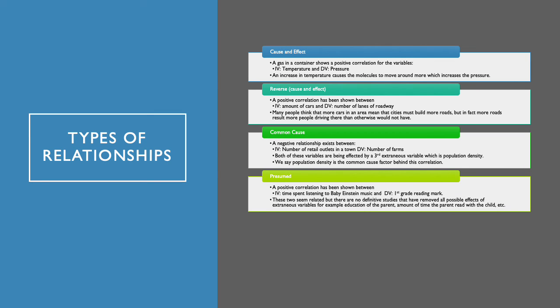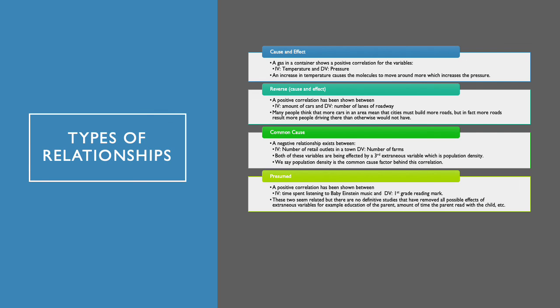A presumed relationship. A positive correlation has been shown between time spent listening to Baby Einstein music and the first grade reading mark. So what we're saying here is that the more time you spend listening to Baby Einstein as a baby, you end up being able to read at a faster pace or at a higher level in first grade. So it makes sense for there to be a relationship, but there's a lot more going on there, right? And there has not been a rigorous experimental study that shows this causes the other thing.